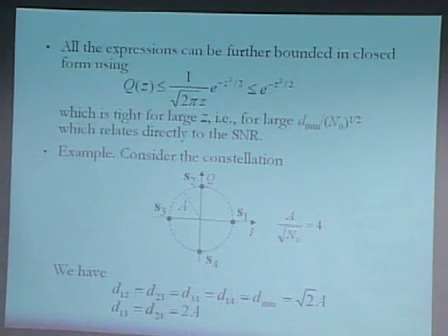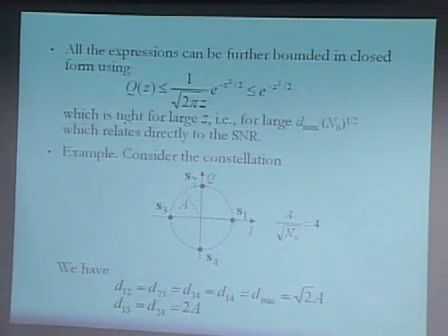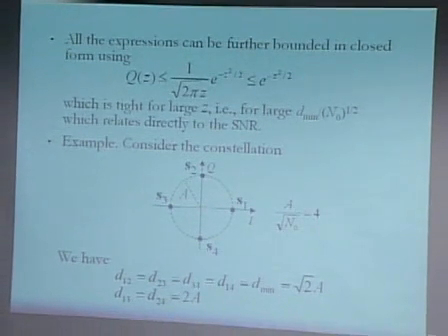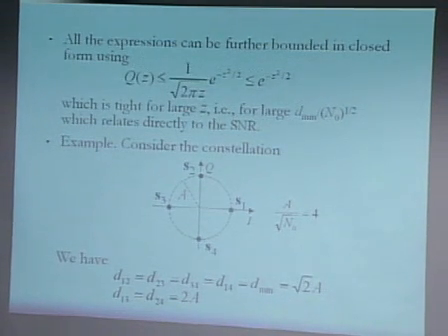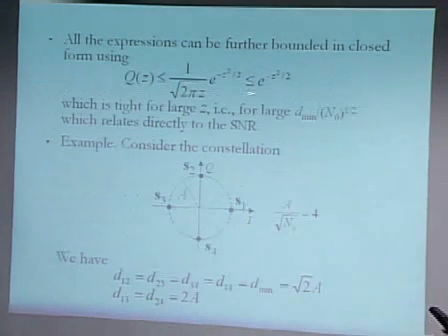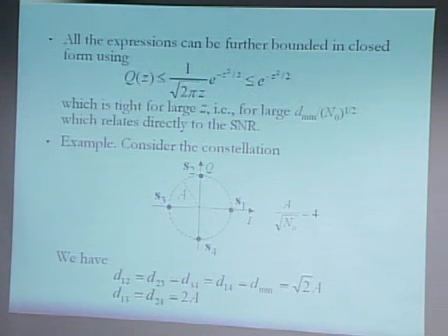The three expressions can be expressed in closed form for high SNR by using this approximation for the Q function in the form of an exponential. You can always use this, but it's tight only for large arguments. So for large SNR is when it's really tight. But one can always use it as a lower bound. We went through this example.